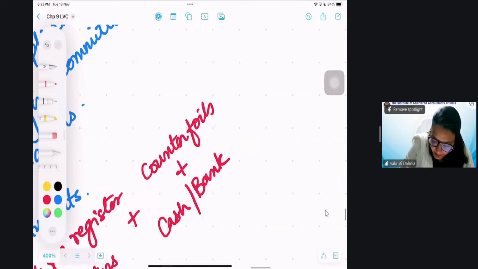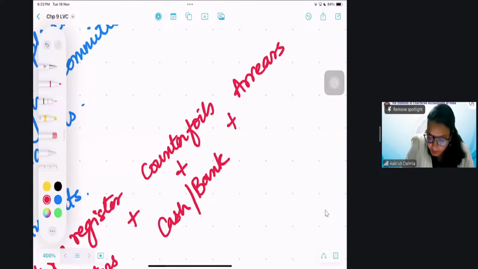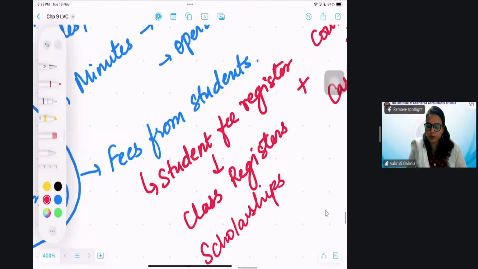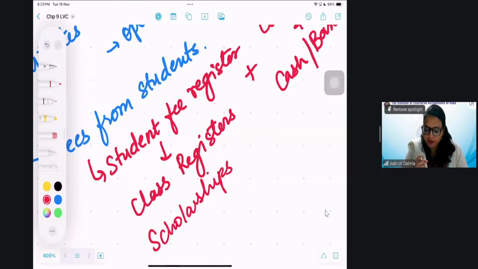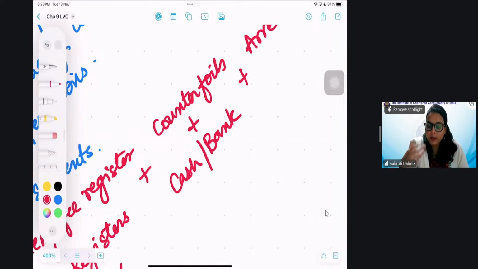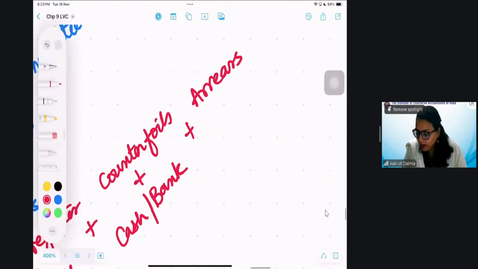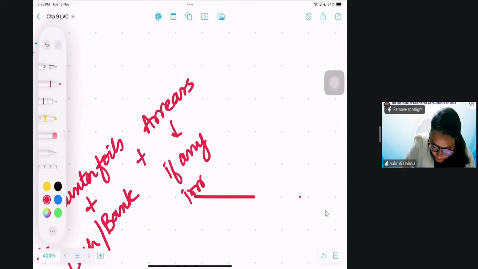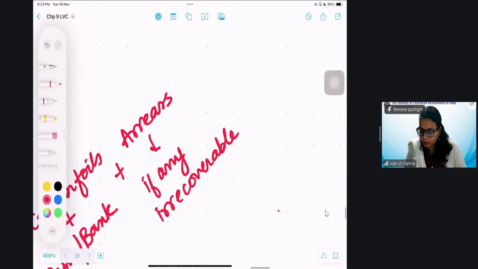Okay. Then what is the next important thing that happens? Arrears. Some people are not paying fees. That is also part of checking what? Fees from students. So when we are checking fees, we are checking all the fees register, class register, scholarships, counterfoils, cash book, bank book, any arrears are there, out of which, if any, irrecoverable, that also you need to mention.